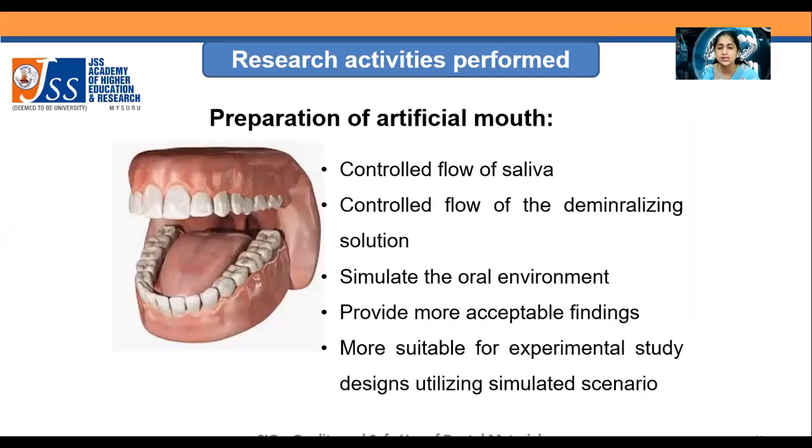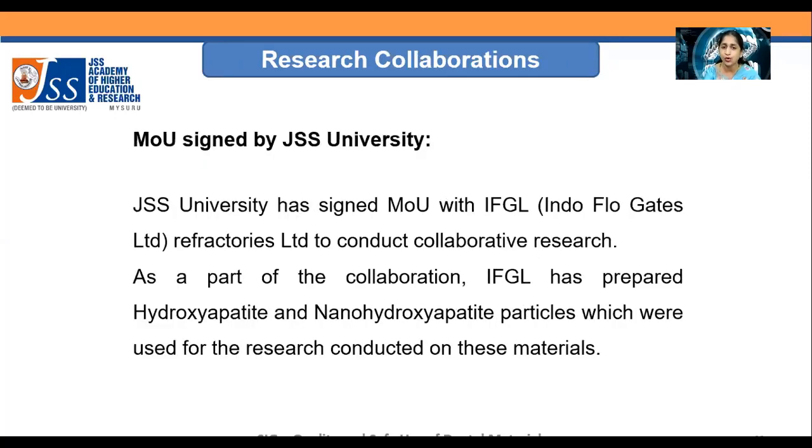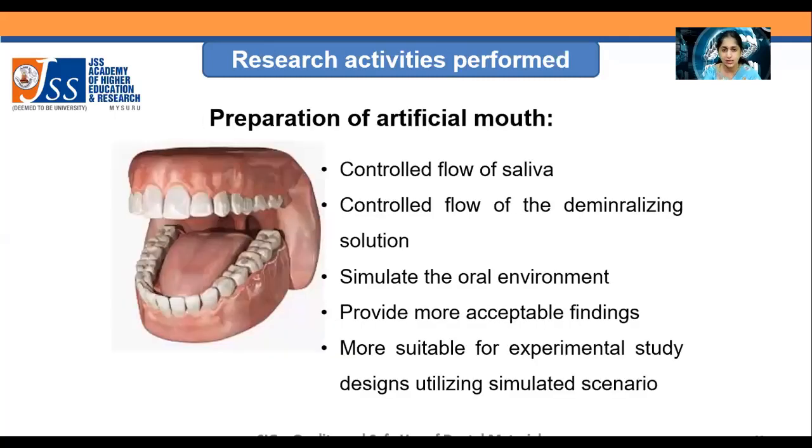What I would want to share is, we had prepared for our studies the artificial mouth and artificial saliva. What is the importance of the artificial mouth, especially in the current pandemic scenario when clinical trials may be a little difficult to conduct? In such cases, the trial of dental materials can be very easily conducted with the use of this artificial mouth, because it gives a close simulation to the oral cavity. Since we have controlled flow of saliva, controlled flow of demineralizing agents or remineralizing solutions, or whatever products we are trying to test, we can perform the studies with the use of this artificial mouth. So that was one of the interesting outcomes of this particular SIG.